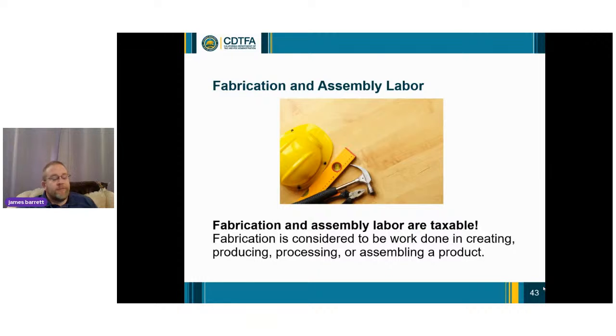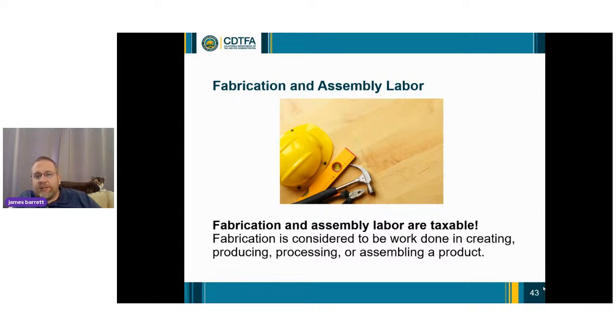This is also a good time. If you're in construction contracting, there's a lot of ins and outs. We finally got an approved PowerPoint for construction contractors. So go to our seminars page, that's cdtfa.ca.gov/seminar, and sign up for one of the upcoming construction contractors classes. That's complicated stuff. It basically comes down to the type of contract you're fulfilling.